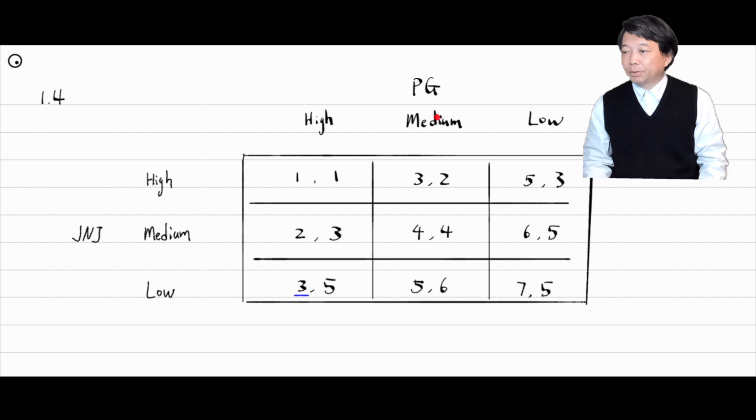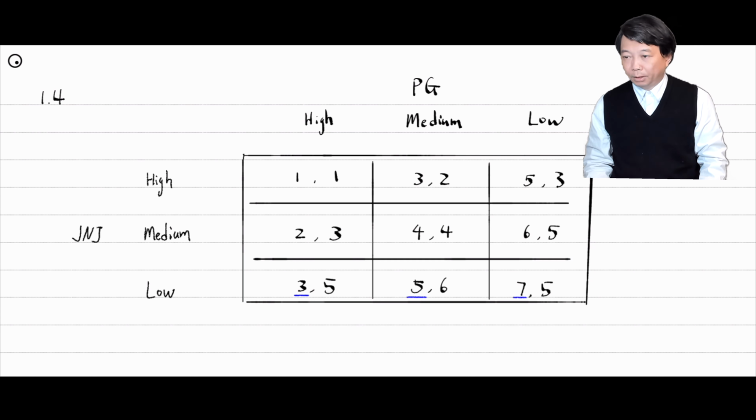Suppose that P&G chooses a medium level of advertising. Johnson & Johnson's best choice is low because it gives a payoff of 5, higher than the other choices. We underline the payoff of 5. If P&G uses a low level of advertising, then Johnson & Johnson's best response is still low. We underline the payoff of 7. Johnson & Johnson has a dominant strategy of choosing a low level of advertising. It is its best response, regardless of its rival's strategy.